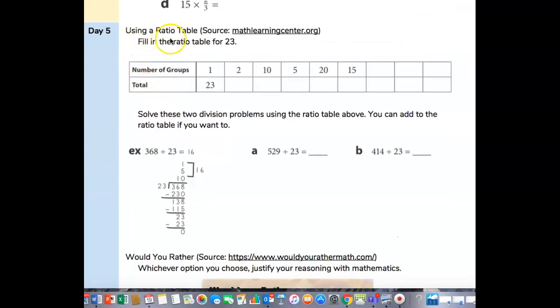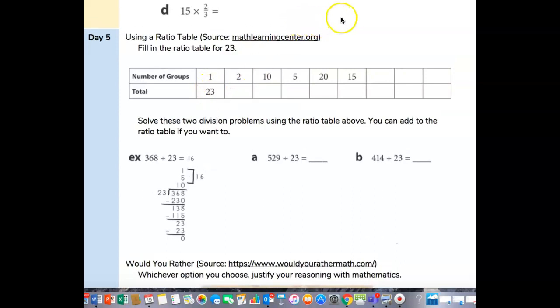So this says using a ratio table, fill in the ratio table for 23. Okay, hold on a minute. Okay, well guys, all you're going to do here is multiply this number times 23.